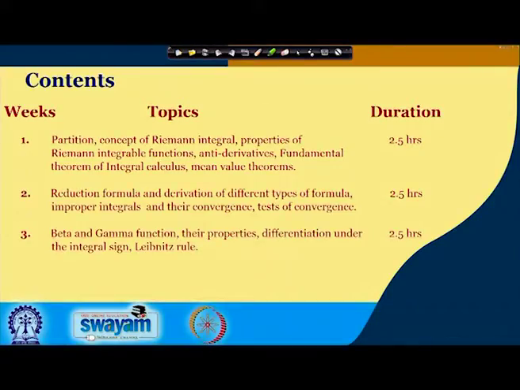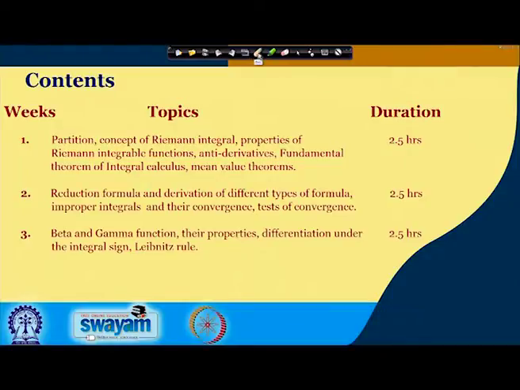Then there are several tests, and we also worked out a few tests with the help of which we can show the convergence of an improper integral. So, that was up until the last lecture. Today we will jump into a new topic in our integral calculus section, which is basically beta and gamma functions.